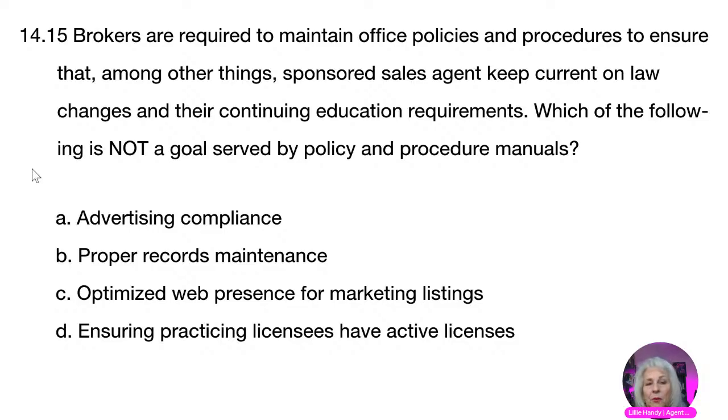All right, number 15. Brokers are required to maintain office policies and procedures to ensure that, among other things, sponsored sales agents keep current on law changes and their continuing education requirements. CE, right? That's continuing education. Which of the following is not a goal served by policy and procedure manuals? A, advertising compliance. B, proper records maintenance. C, optimized web presence for marketing listing.